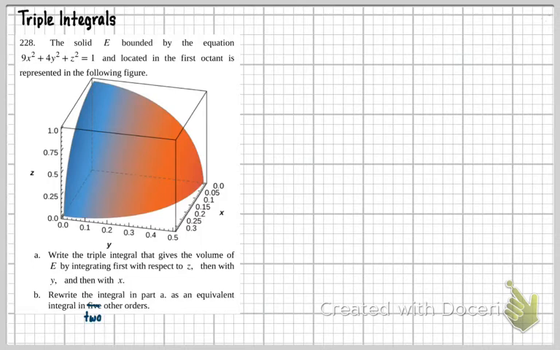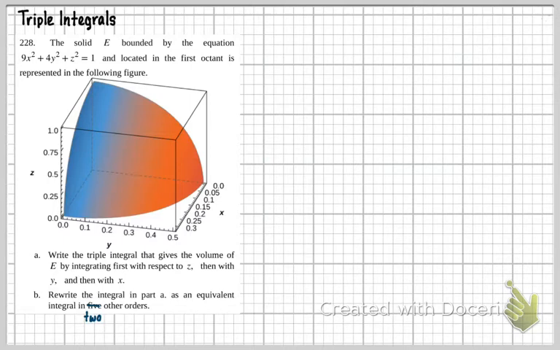So the first thing we're going to deal with here is that z. We want to find our bounds for z. Since we're in the first octant, we have z equals 0, and that's really the xy plane, so that would be here. That's the lowest our z could be, is 0.